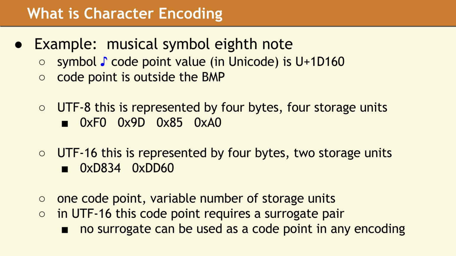Another example is the musical symbol 8th note. It has a code point value of U plus 1D160. And since this code point value requires 5 hex digits to represent, we know it's outside the basic multilingual plane. In UTF-8, this symbol is represented by 4 bytes, which is 4 storage units. In UTF-16, it is represented by 4 bytes in 2 storage units. It is always one code point and a variable number of storage units depending upon the encoding.